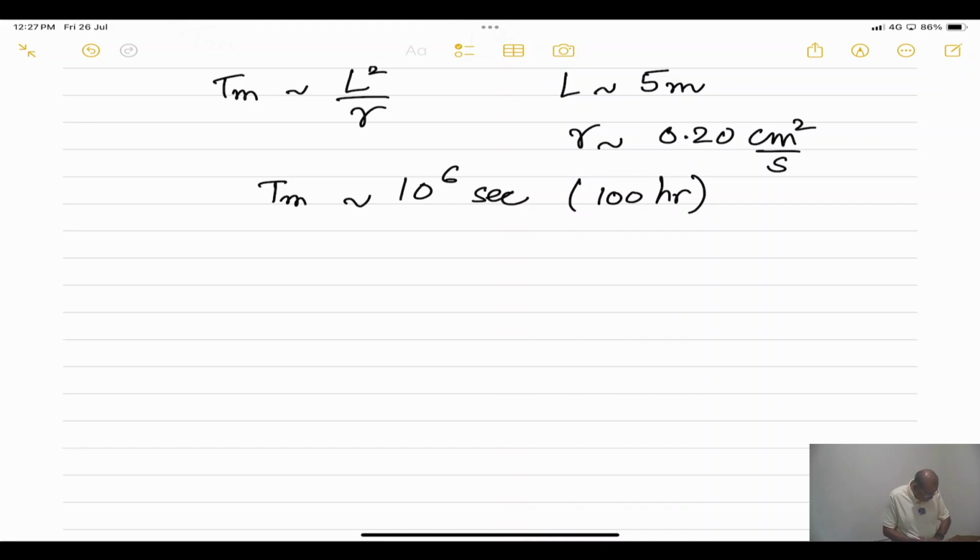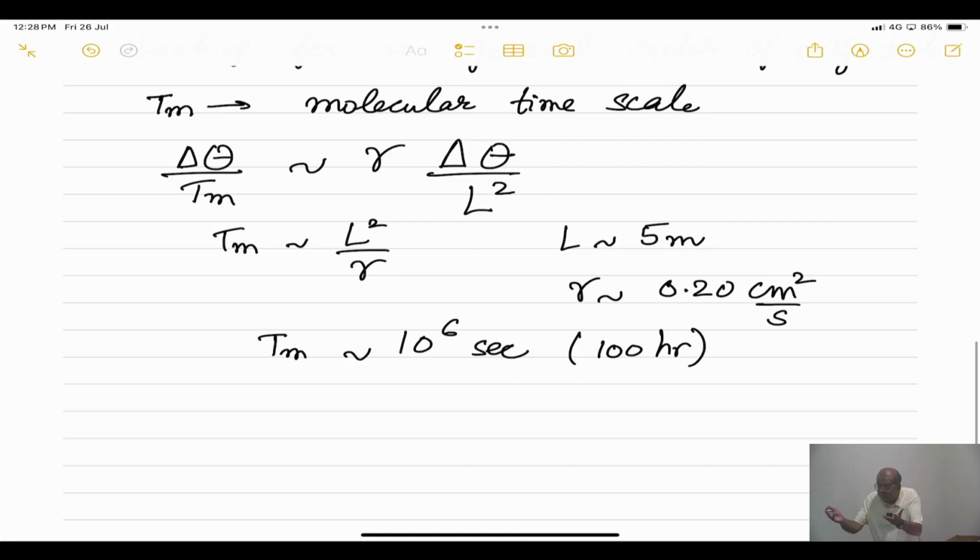But Sir, we have not specified any delta theta, so how can we visualize how much change? This is just to find the time scale. Whatever delta theta is, that will get cancelled from both sides. But this is assuming that there is no motion at all.